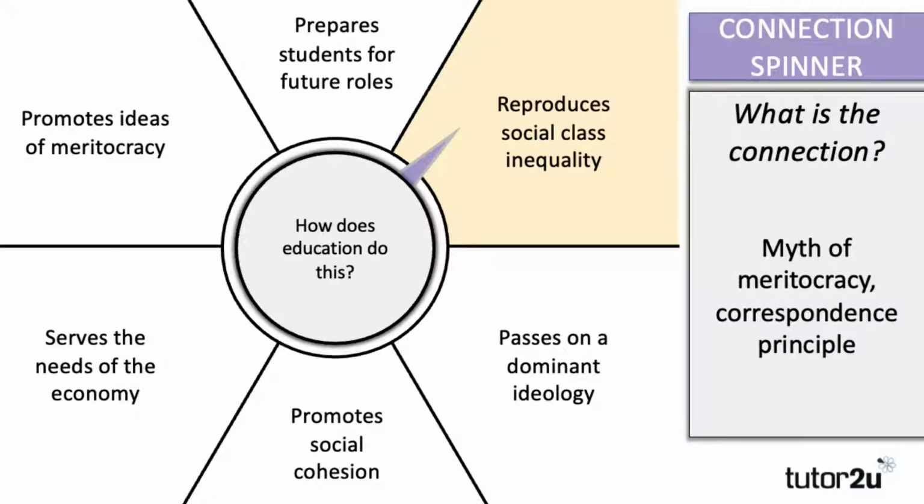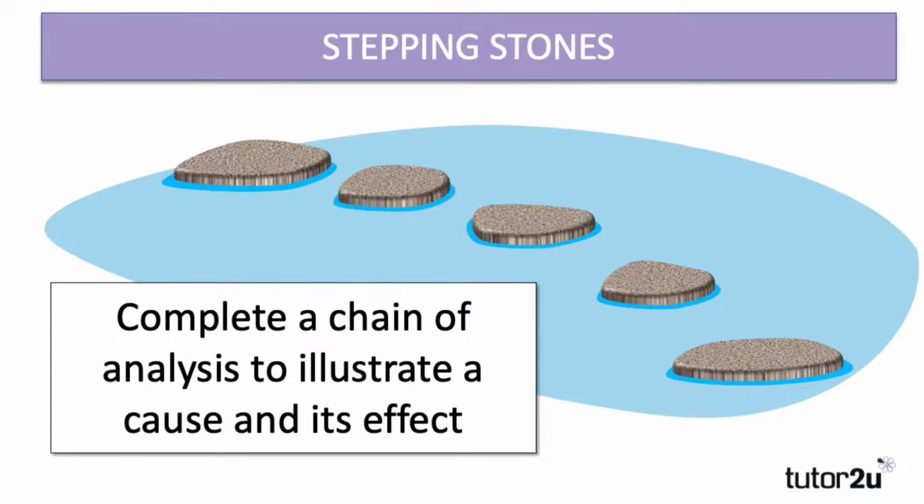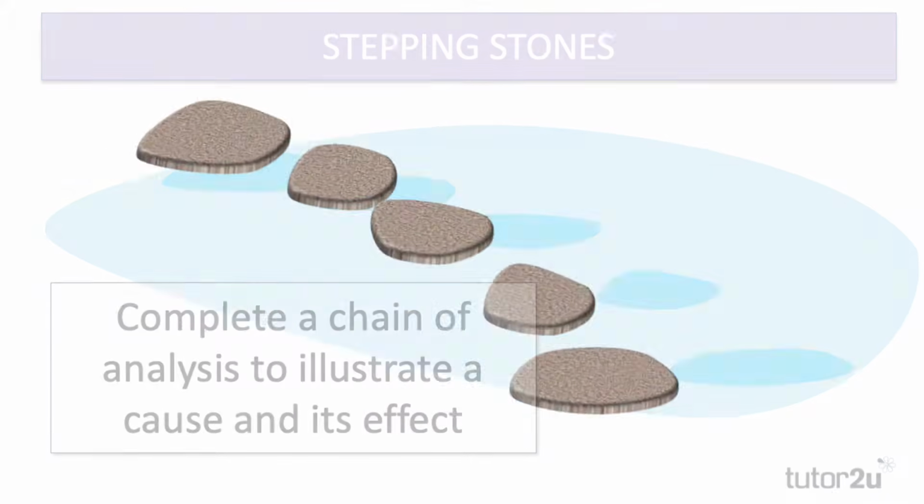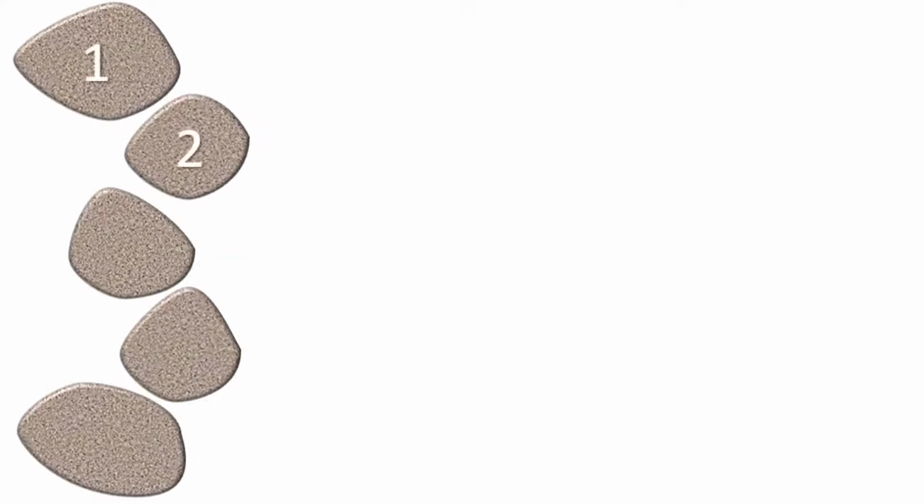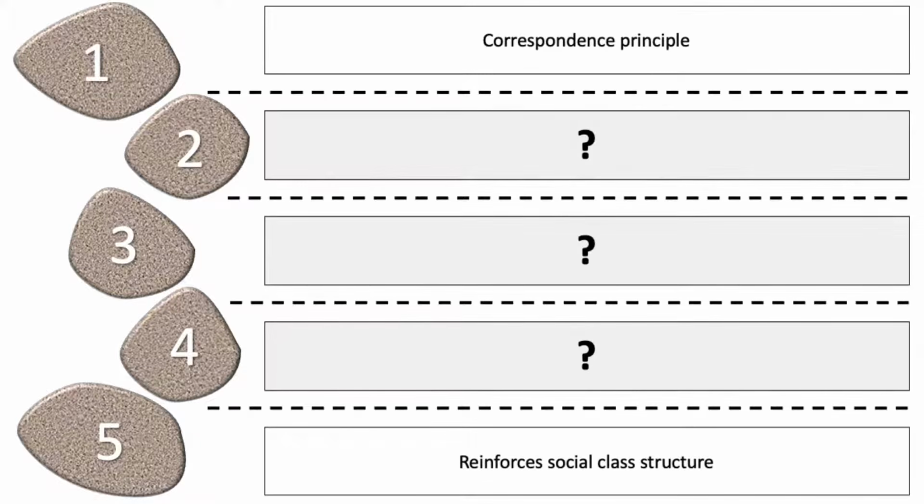Now we're going to look at how we analyze this. How might the correspondence principle reproduce social class inequality? So we start with the correspondence principle, and then we go all the way down to see how the correspondence principle reinforces social class structure. So we might start, first of all, by talking about what the correspondence principle is.